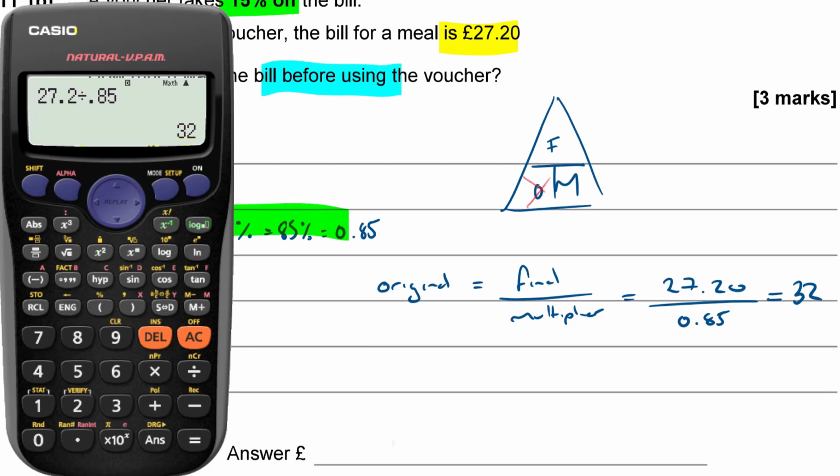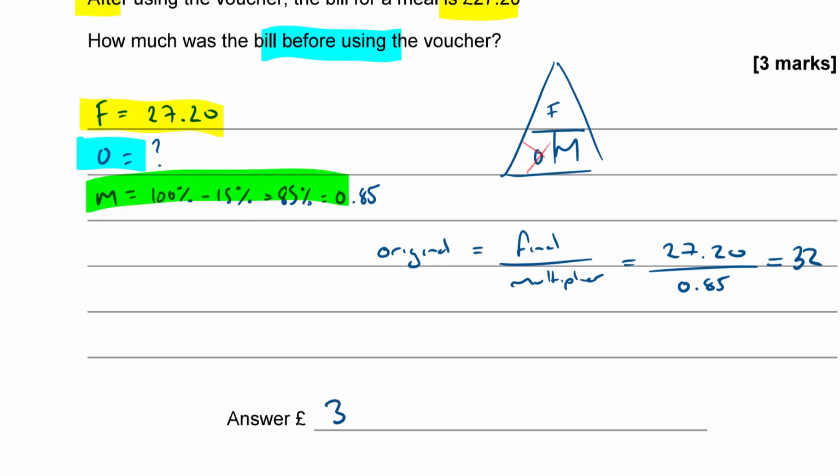So the original price then was going to be £32. Okay. You can actually use this FOM triangle for any percentage question, and if you check out some of my other videos, you'll see how I apply it to all sorts of percentage questions.